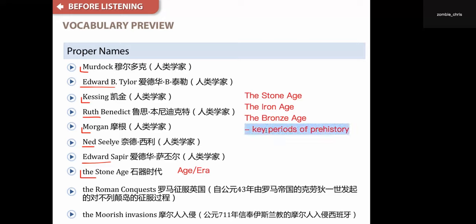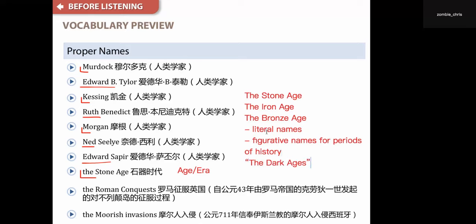These are what we call literal names. In the Stone Age, people used stones. In the Iron Age, people used iron. These are literally the names. We can also have figurative names for periods of history. So in English, we have a period of history called the Dark Ages.